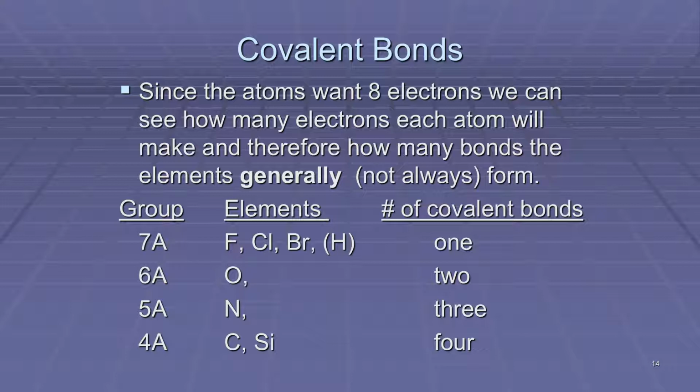Oxygen, which needs 2 more electrons, will tend to make 2 bonds. Nitrogen, which needs 3 more electrons to get the full octet, will tend to make 3 bonds. And then carbon and silicon will make 4 bonds because they need 4 electrons. So it's helpful just to keep in mind later on, especially when you're trying to arrange and put the atoms in a Lewis dot structure.